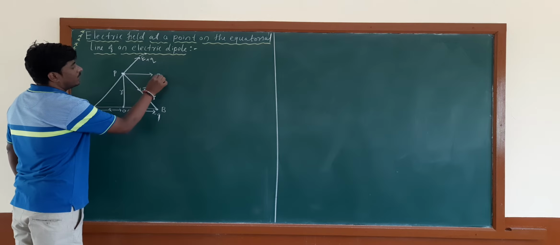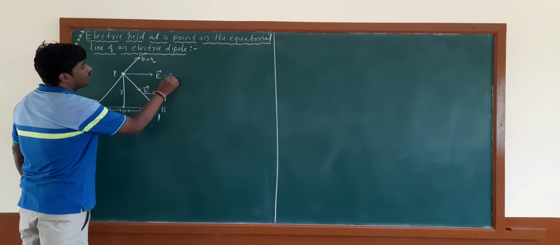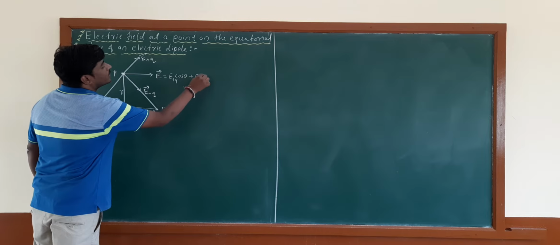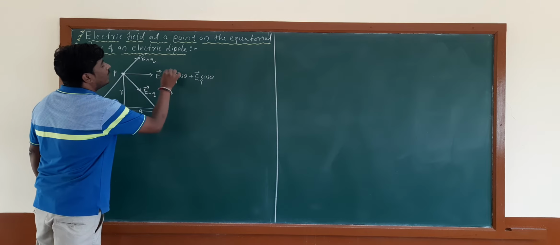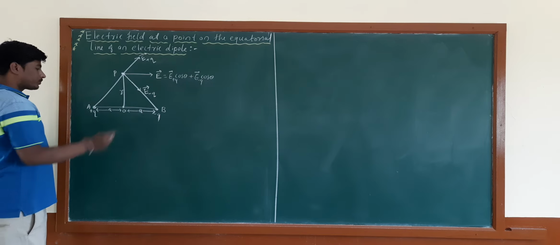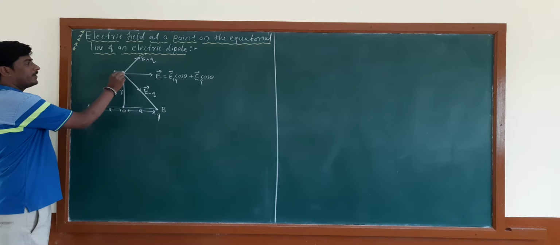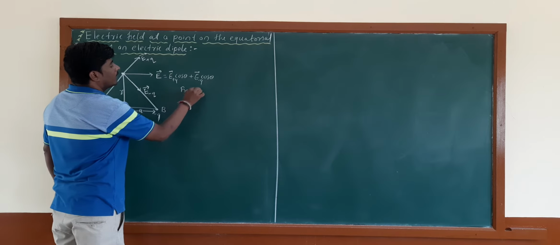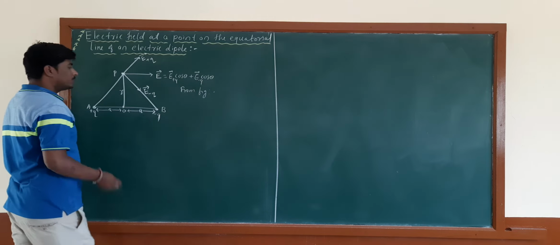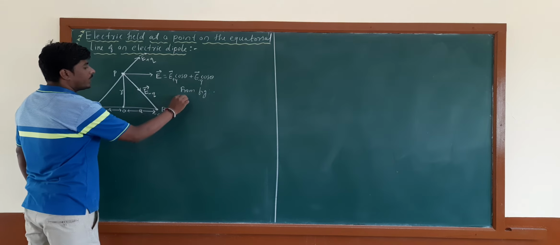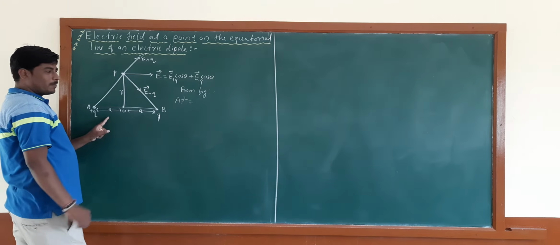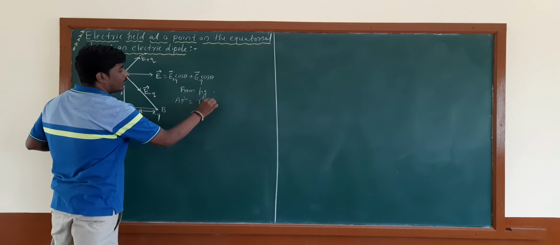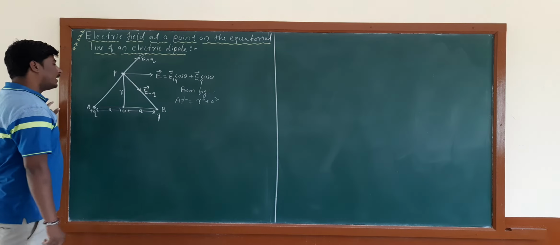So the total resultant electric field is E. That is, E is equal to E plus Q cos theta plus E minus Q cos theta, right? Okay, so we are going to find the electric field at this point. So from the figure we can write AP square is nothing but R square plus A square.